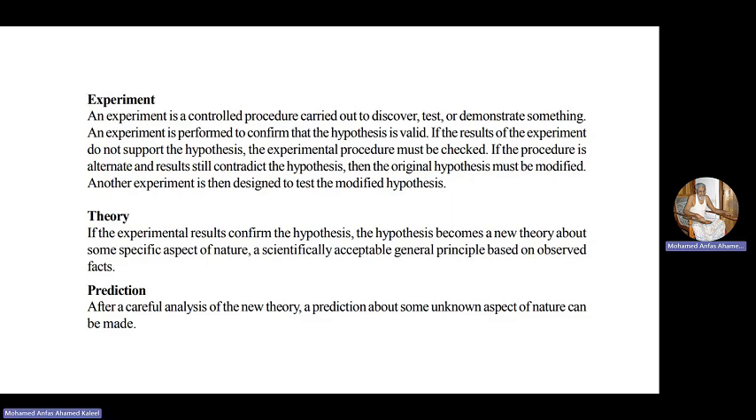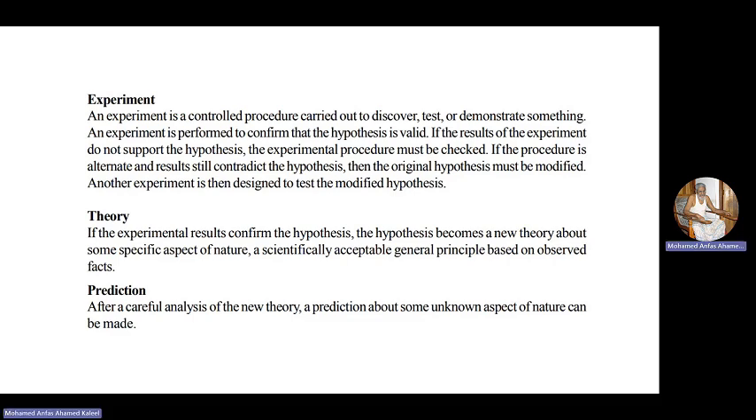Then the next one is theory. If the experimental results confirm the hypothesis, it becomes a new theory about some specific aspect of nature: a scientifically accepted general principle based on facts. The last one is the prediction.